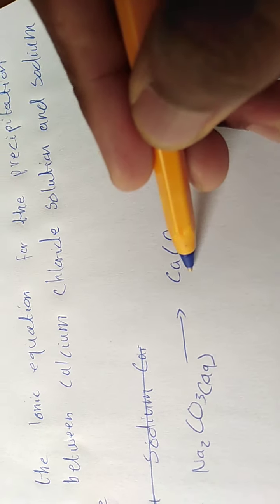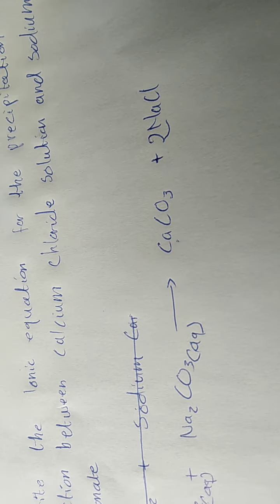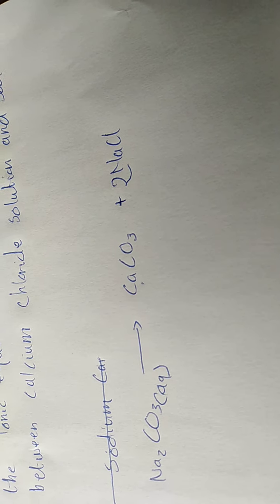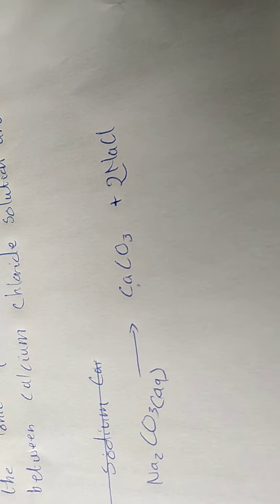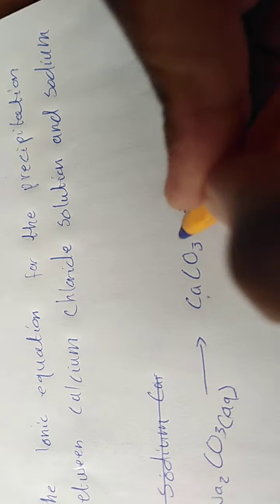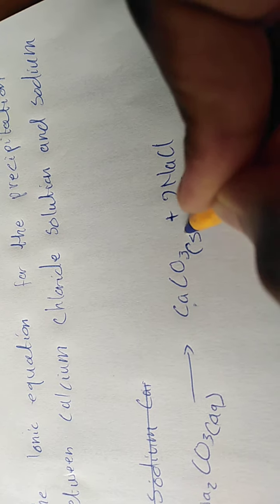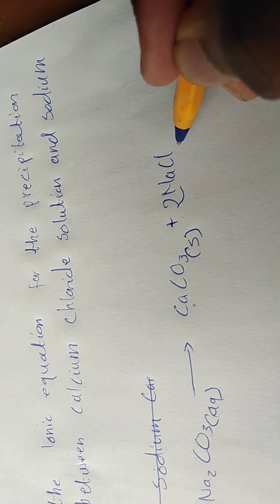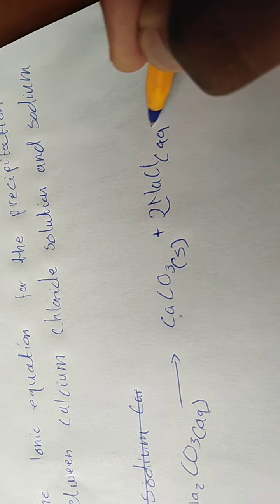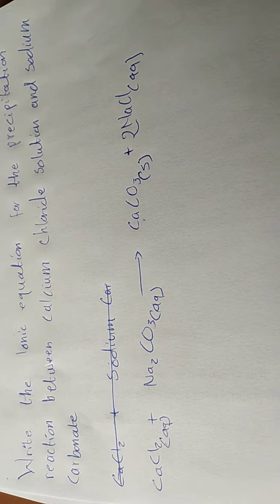And we have calcium carbonate. We said all the carbonates are insoluble except for group 1. And calcium is not in group 1, it is in group 2, which means this is going to be an insoluble salt, which is a solid. Sodium chloride is in group 1, so it is aqueous. Now you have included your state symbols.